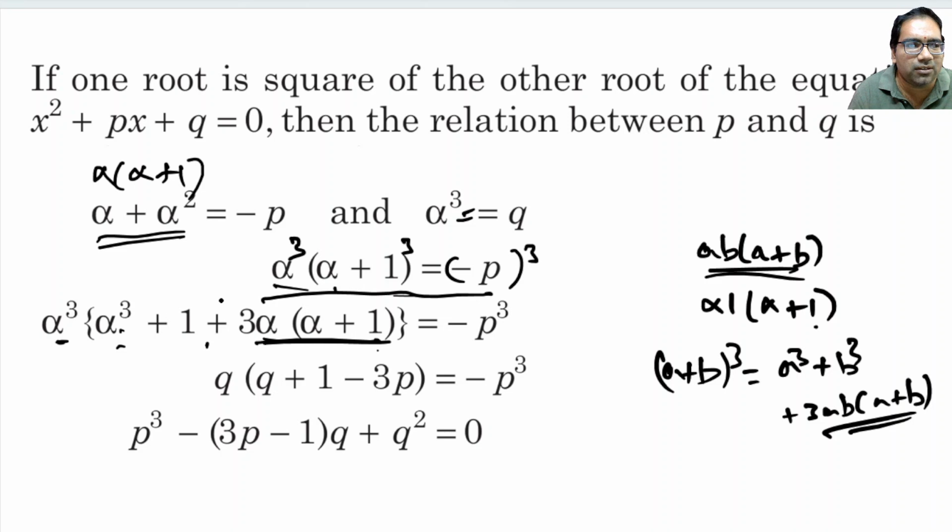Now what is alpha cube? Alpha cube we already know, that is q. Let us substitute this here. So this becomes q times q plus 1 plus 3 times alpha into alpha plus 1, that is 3 times minus p, that is minus 3p, is equal to minus p cube. What does that mean? If we do this multiplication, this will become q square plus q minus 3p q.